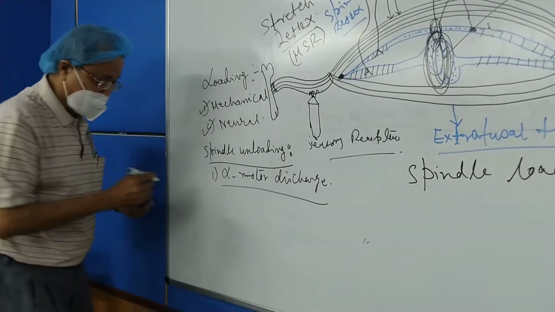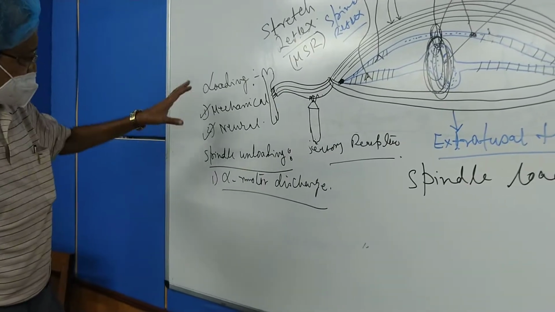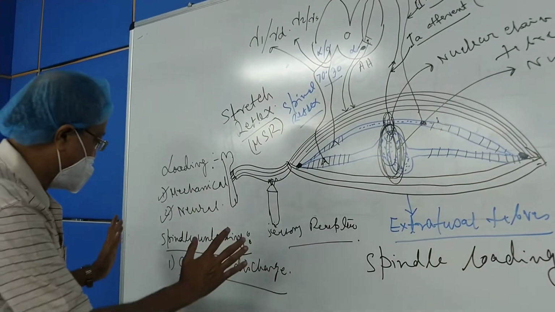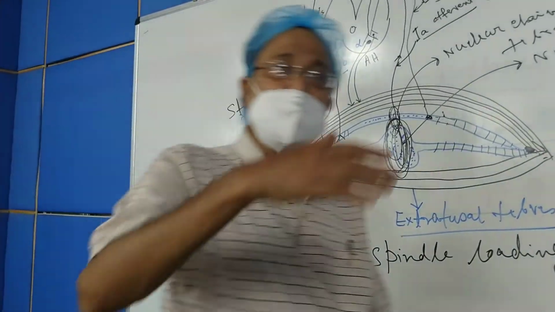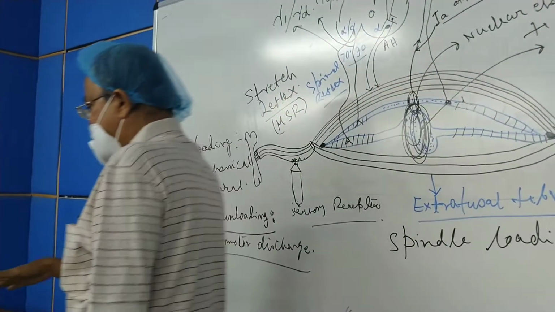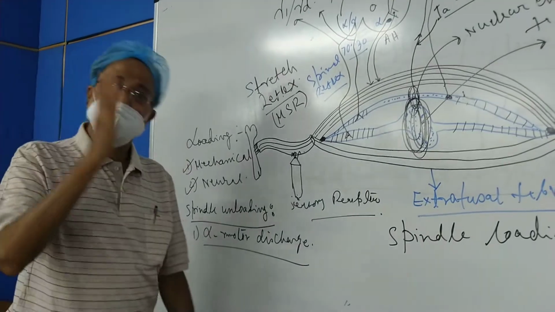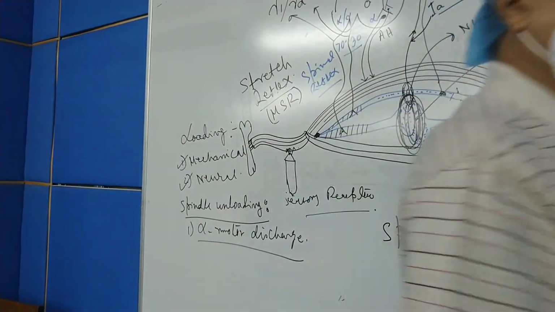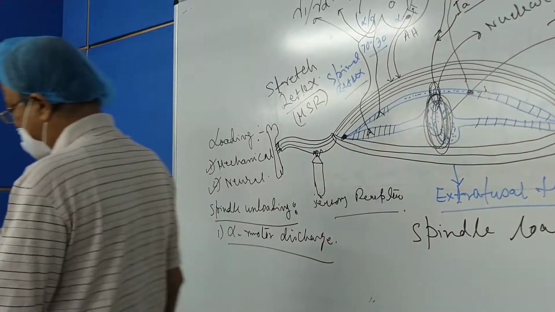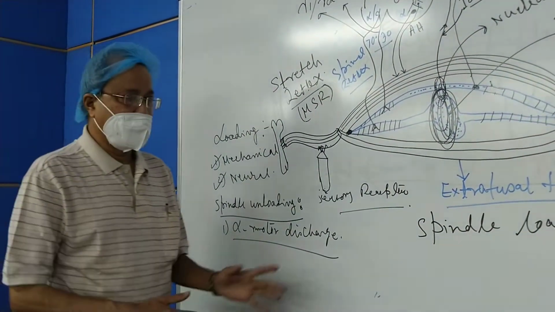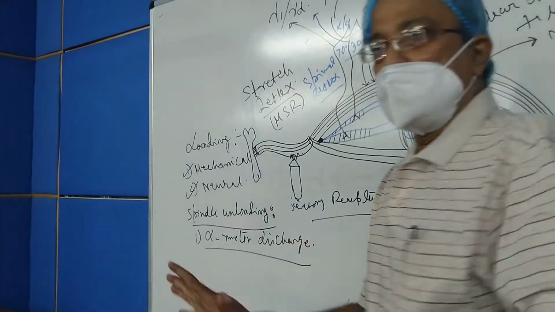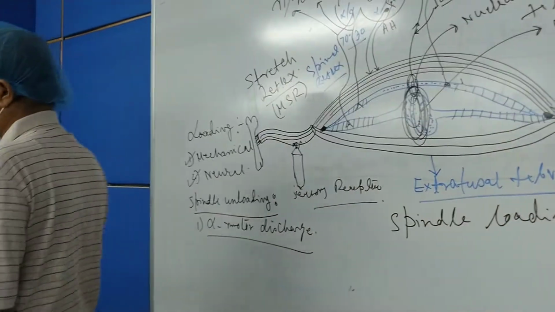It is very easy to remember and it is very interesting. Gamma motor discharge leads to loading of the muscle spindle, whereas alpha motor discharge leads to unloading of the muscle spindle. And if there is unloading of the muscle spindle, de-stretching of the muscle spindle, there will be immediate termination of the stretch reflex. It will be stopped. And that is the mechanism by which the stretch reflex operates. It operates to maintain the length of the muscle fiber. Is this clear to you? Spindle loading and spindle unloading.